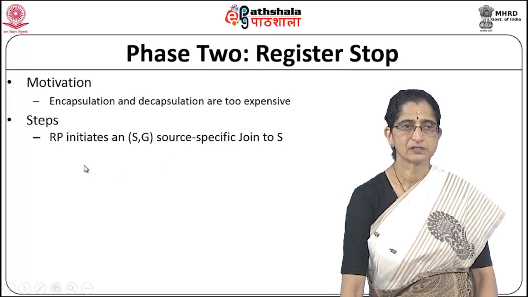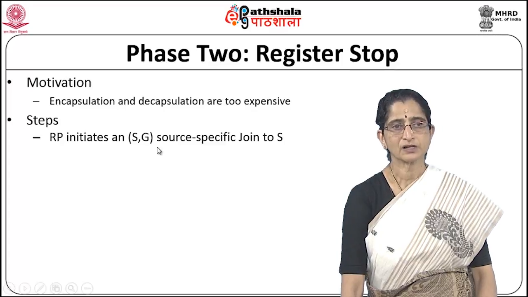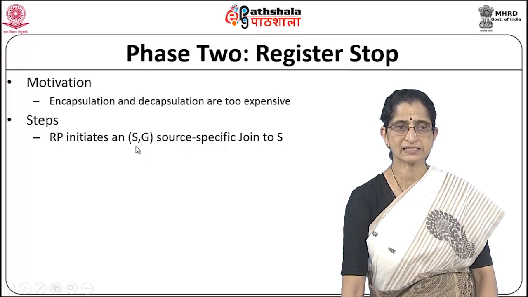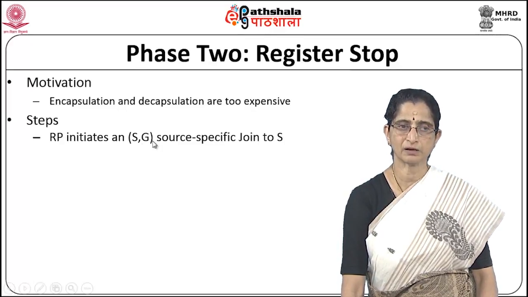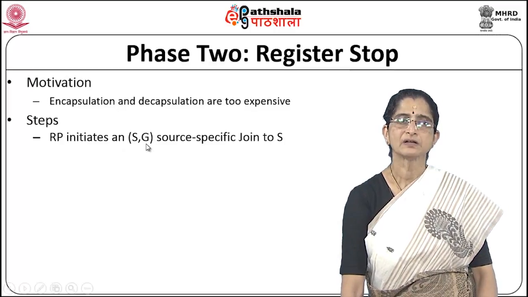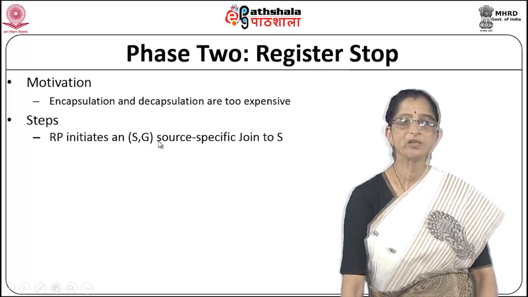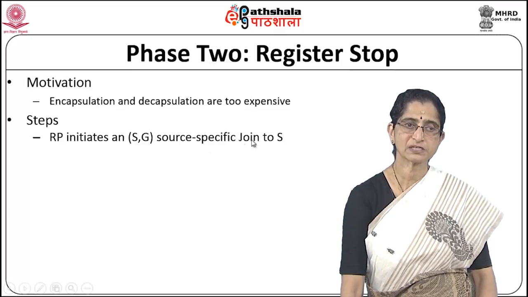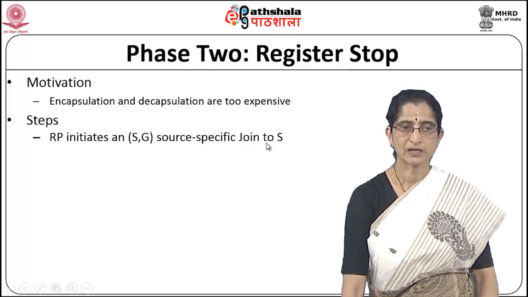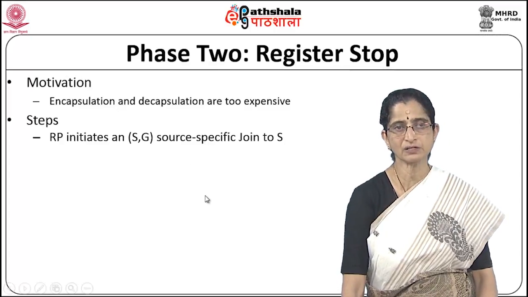So let us look at how that happens. The first step for this is that the RP will initiate a source specific join to S. What do you mean by source specific join? It says that for this source S, I am interested in packets which are meant for this group G. So this information is sent to S, and the RP is connected to the rest of the routers who are interested in this group. The RP is now sending a source specific join to S. So now you have a tree which will be rooted at S, and from S you will have a path to RP, and from RP you will have a path to the rest of the members.